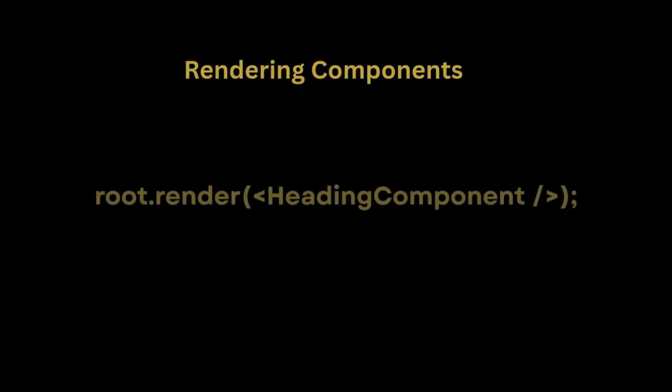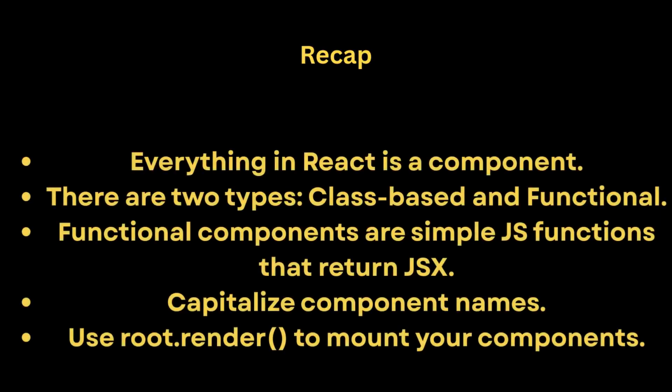To display your component in the browser, you'll use React's root.render function. Here's how to render our heading component. Notice the self-closing tag and the use of angle brackets. This tells Babel and React that you're using a component.